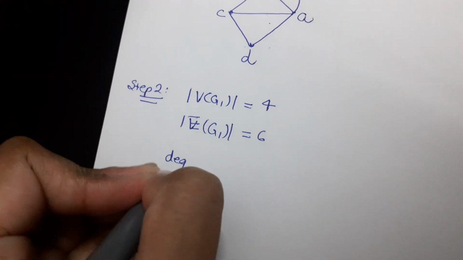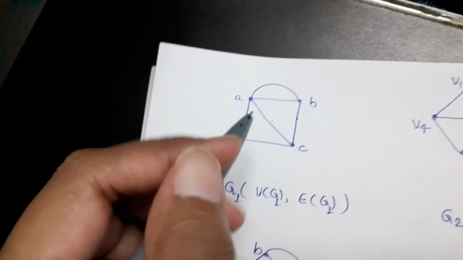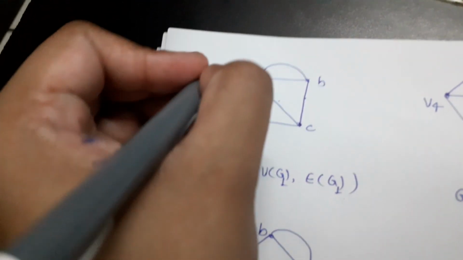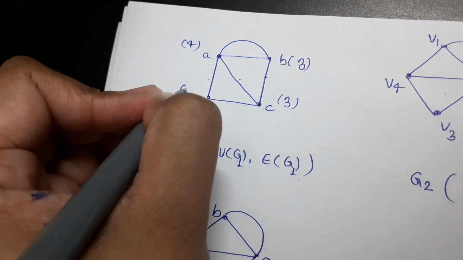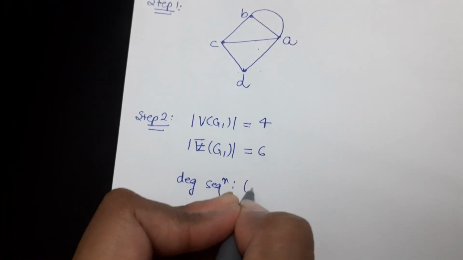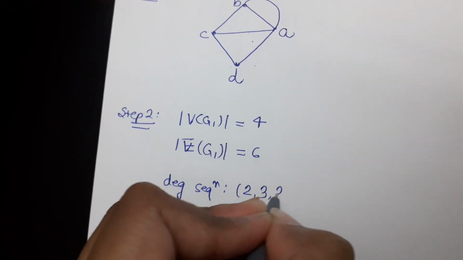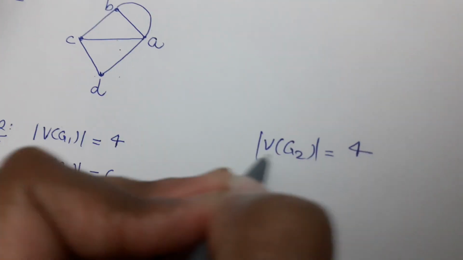And degree sequence. So, the degree of A is 4, degree of B is 3, degree of C is 3 and degree of D is 2. So, the degree sequence is 2, 3, 3, 4. Similarly for graph 2, the number of vertices in graph 2 is 4.